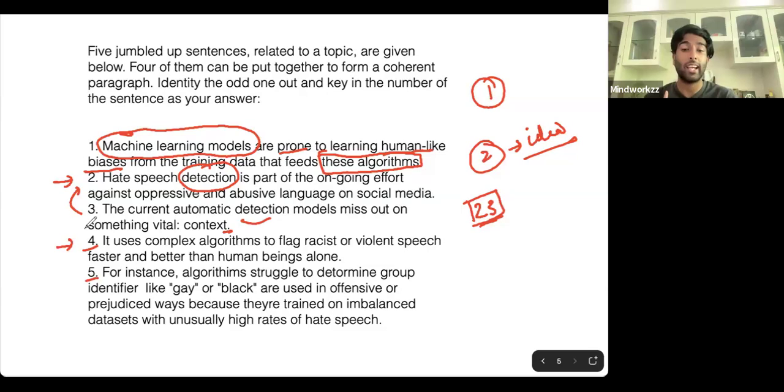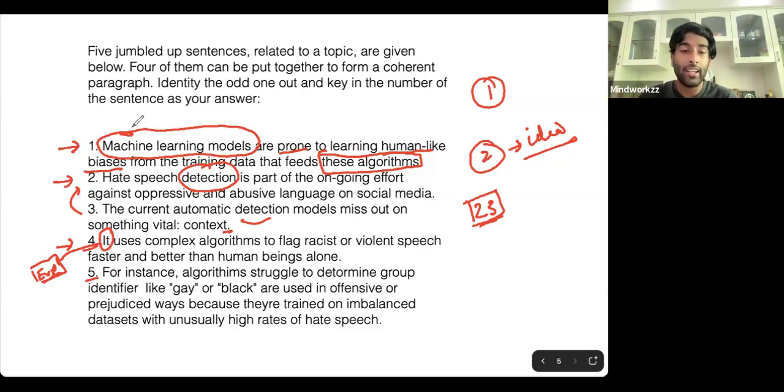It uses complex algorithms to flag racist or violent speech faster and better than human beings alone. So if you see, it uses, this is an explanation of an idea, or it is expanding on an idea. So that idea must have been talked about before, right? So what uses complex algorithms? It could be machine learning models, or it could be hate speech detection. It could be both.